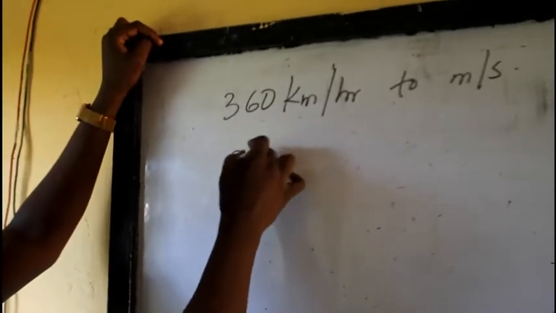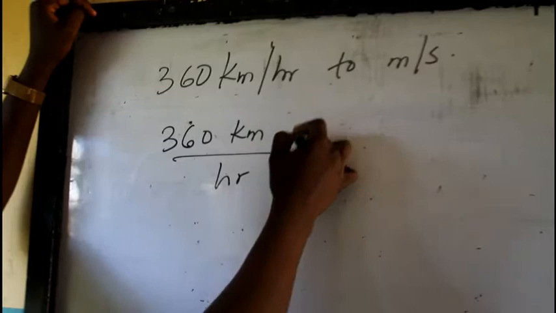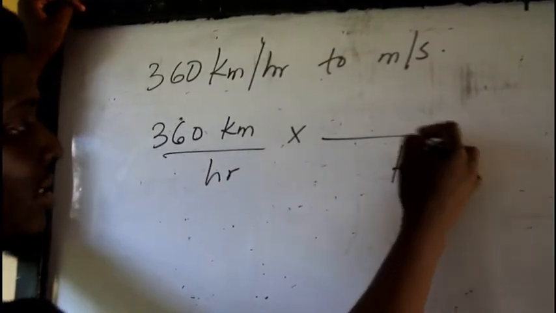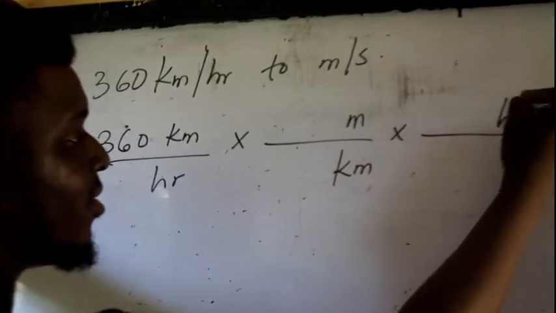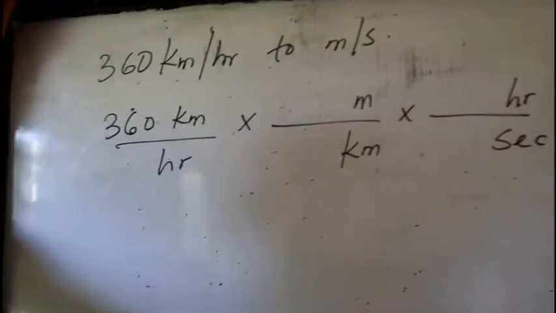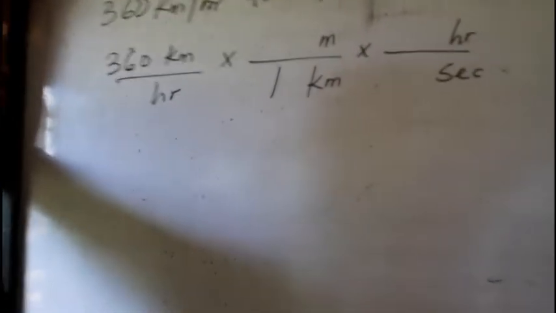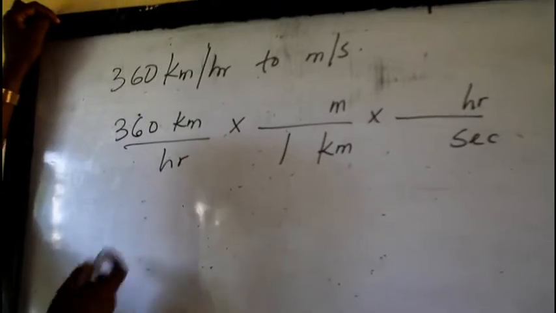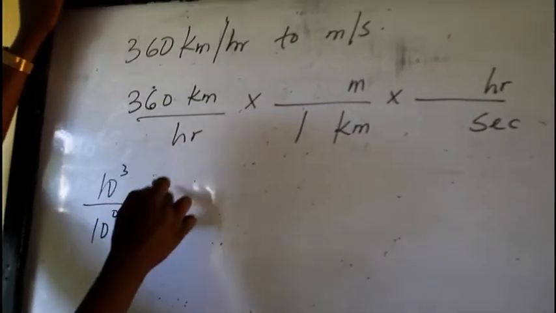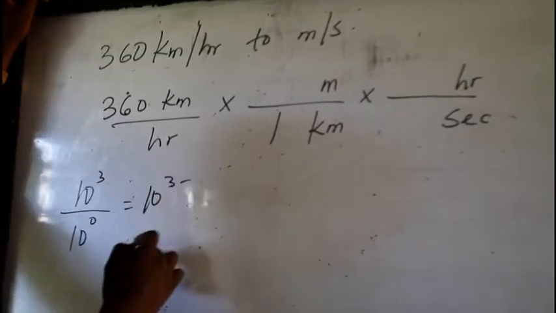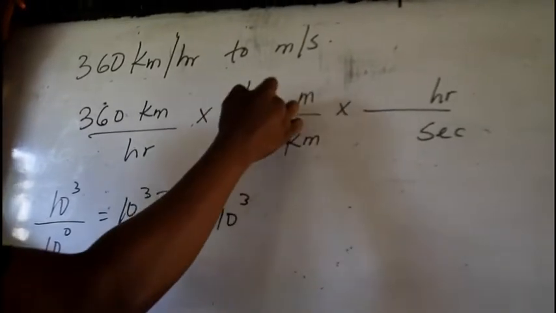So you have 360 kilometers over half. Multiply. You have kilometers. You have meters. Multiply by what? You have hour comes down here. You have seconds. So now, which one is greater? We said that kilometer is greater, takes 1. So what's the relationship between them? Kilo is 10 raised to the power 3, and this one is 10 raised to the power 0. 10 raised to the power 3 minus 0 is 10 raised to the power 3. So this one has 10 raised to the power 3.